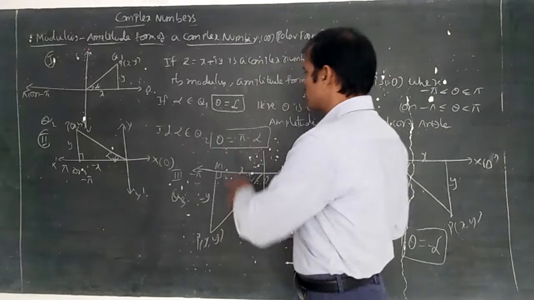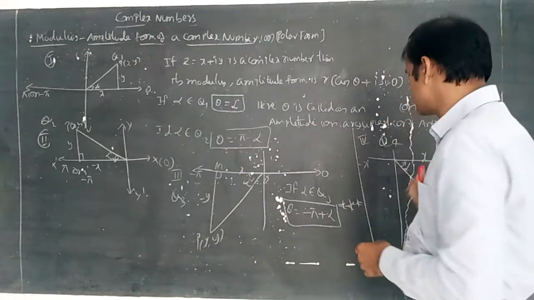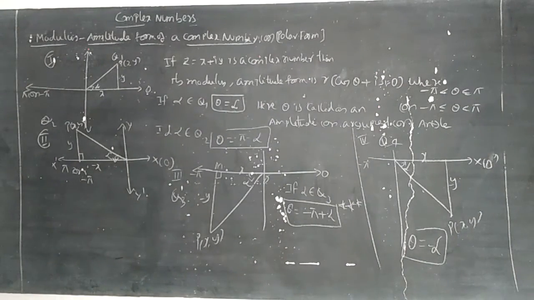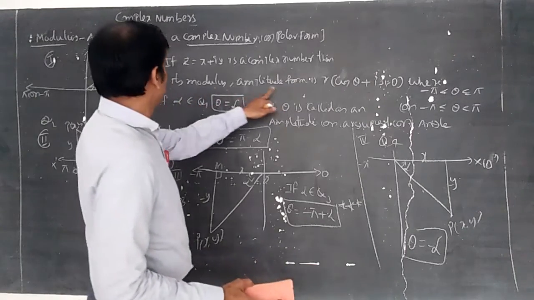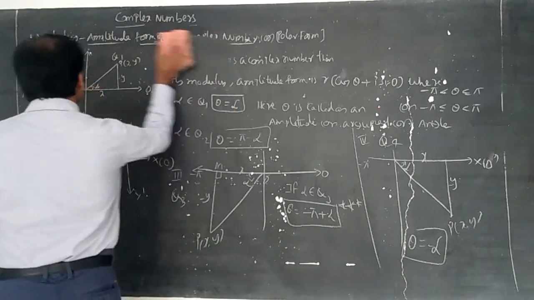This is the main point. Theta is equal to alpha, theta is equal to pi minus alpha, theta is equal to minus pi plus alpha, theta is equal to minus alpha. This is the most important question which we need to discuss now. Let us consider an example now. Example 1.3.10. This is called the modulus amplitude form, or you can understand it as polar form.